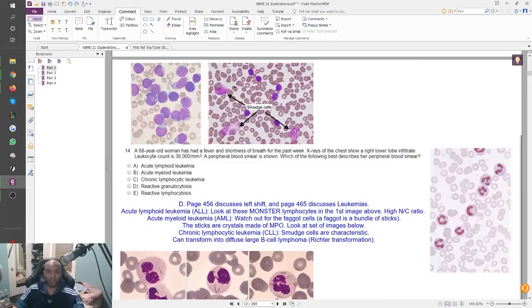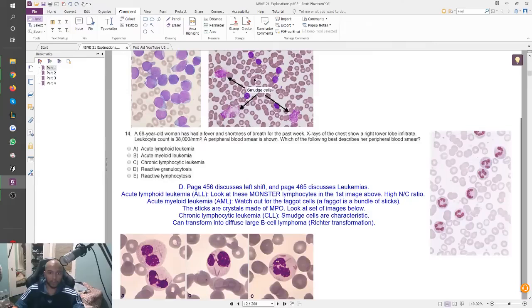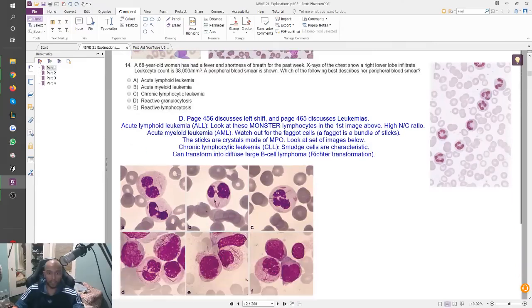And we're seeing, not this one up here, that's the smudge cells, which are a different thing, but this one right here, you see your rods? Those are your Auer rods, right? This is aged men leukemia. The sticks are crystals made of myeloperoxidase. Look at the set of images below.